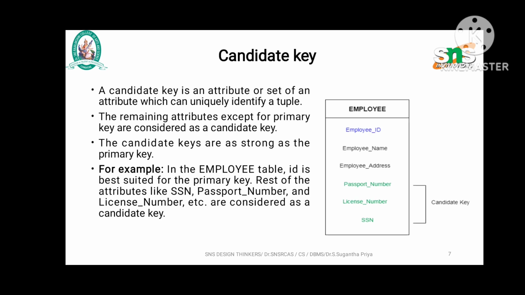Candidate key. A candidate key is an attribute or a set of attributes which can uniquely identify a tuple in a database. The remaining attributes, except for the primary key, are considered as candidate keys. The candidate keys are also considered as strong as the primary key. For example, in the employee table, we have attributes like employee ID, employee name, employee address, passport number, license number, and SSN number. ID is best suited for the primary key. The rest of the attributes like SSN, passport number, and license number are considered as candidate keys.